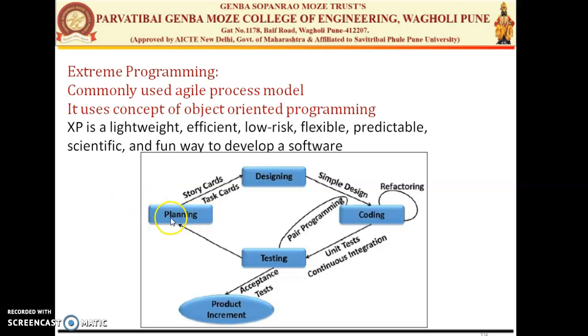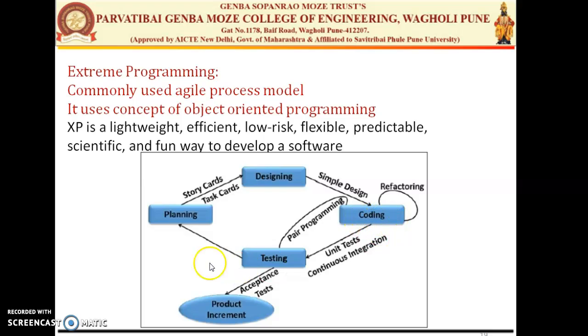First is planning. User stories are created, which are placed on user story cards or task cards. Then designing is done on that, and a simple design is created. After creating a design, it goes to the coding stage. Using object-oriented mechanisms or paradigms, you create the code for the particular design done at the design phase. Then after coding, refactoring and pair programming are done.